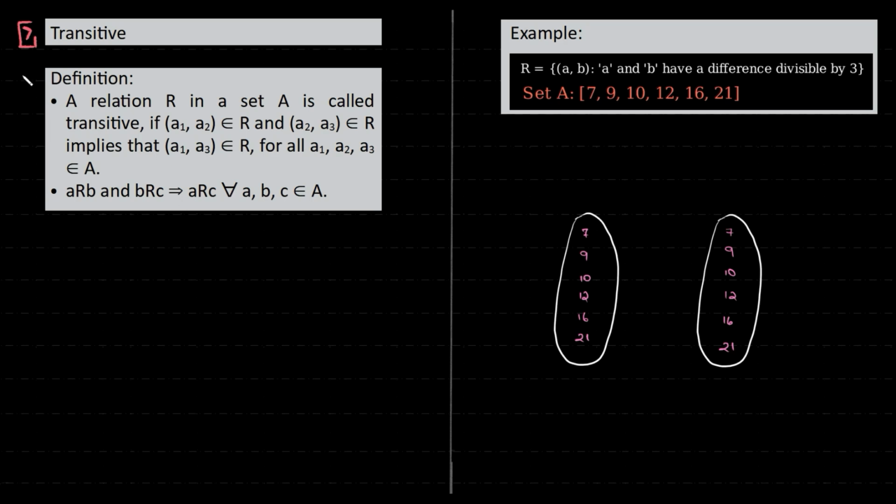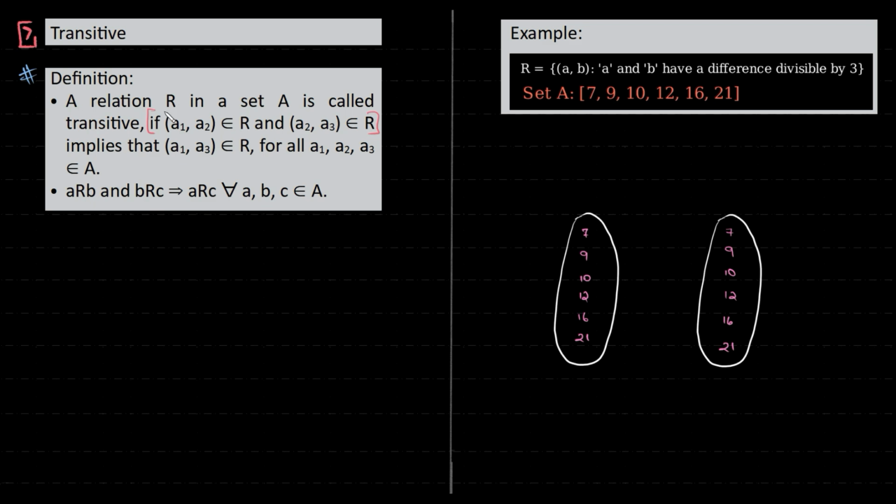Let's look at the concept of transitive. A relation R in a set A is called transitive if (a1, a2) belongs to R and (a2, a3) also belongs to R implies (a1, a3) should belong to R. Let me explain the following with the help of a color code.